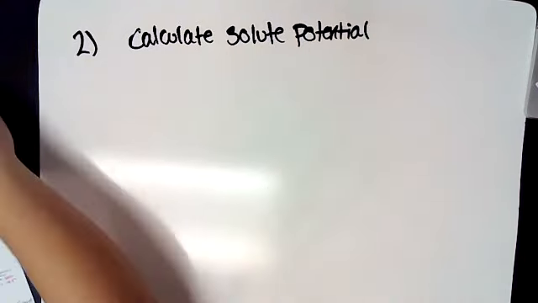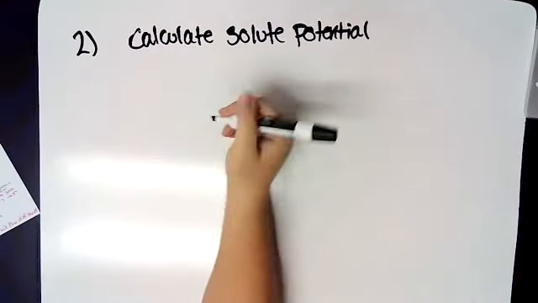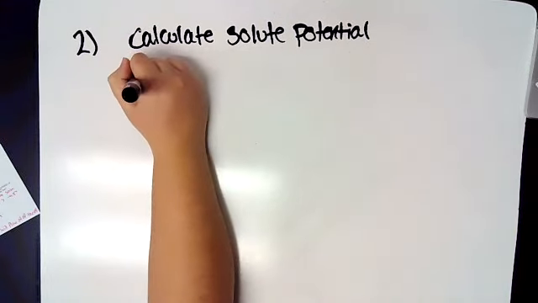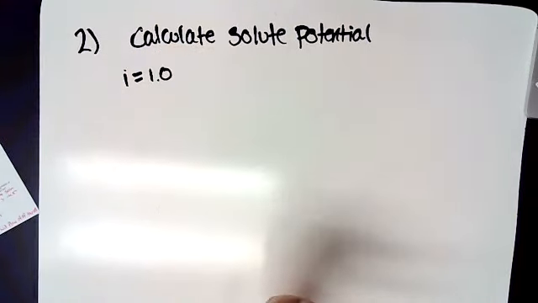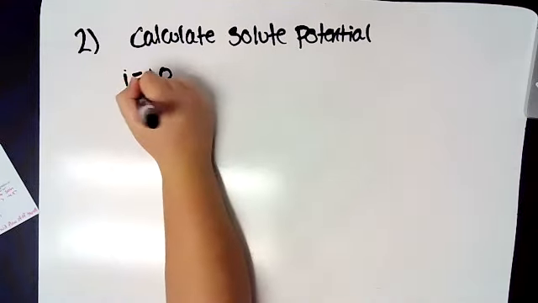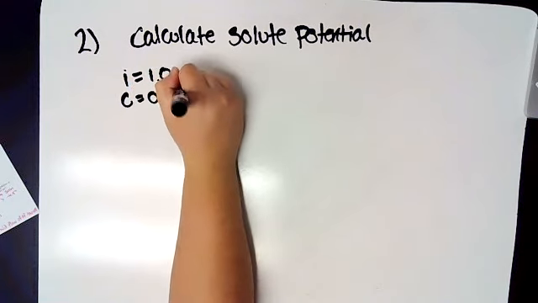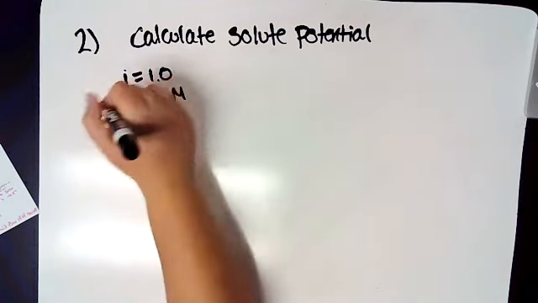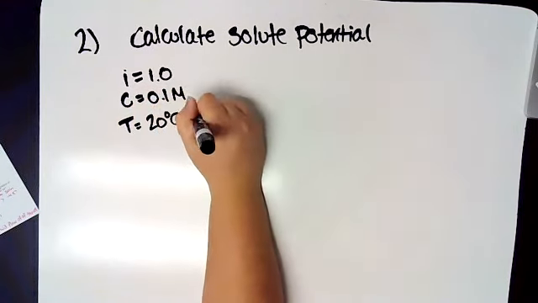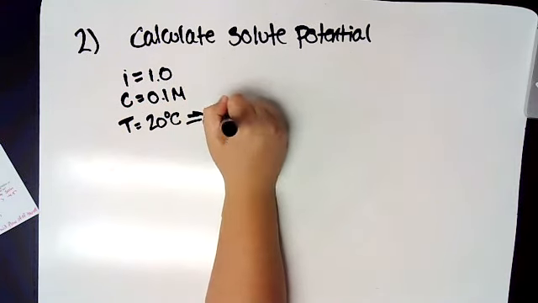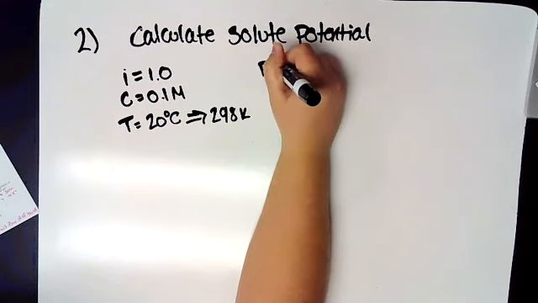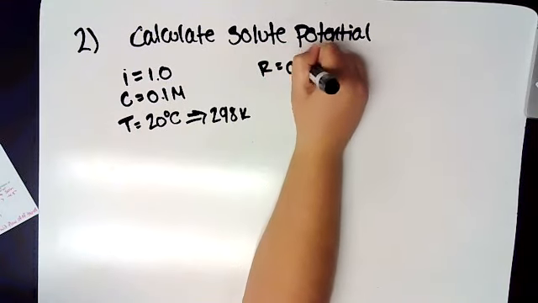So I'm going to start by writing down all the information we have. Because this is a solution of sucrose, we know that i is going to be 1.0 because it doesn't ionize. It tells us that our concentration is 0.1 moles. And our temperature is going to be 20 degrees Celsius, but we need that in Kelvin. So it's going to be 293 Kelvin, right? And R is always going to be 0.0831.